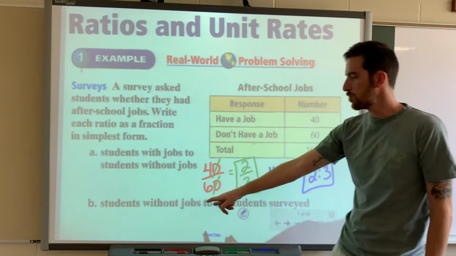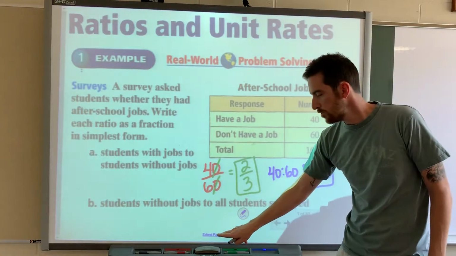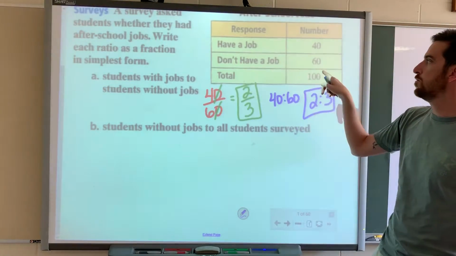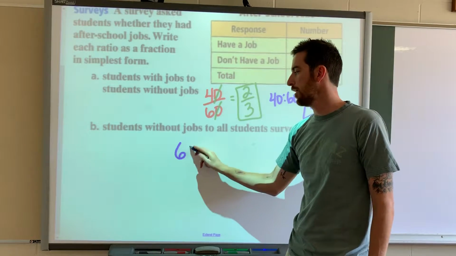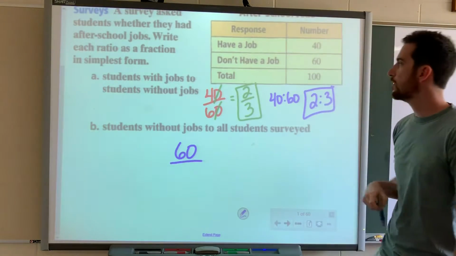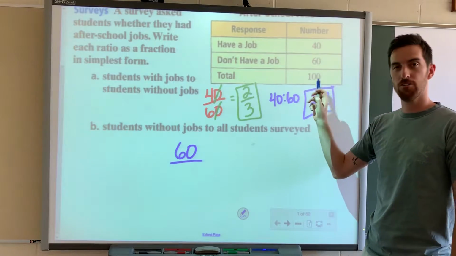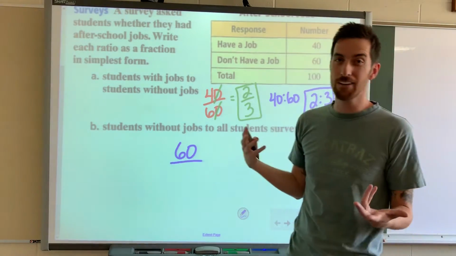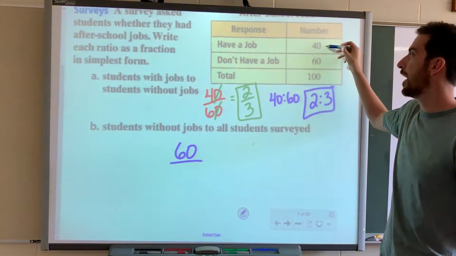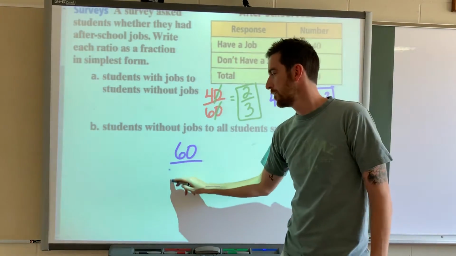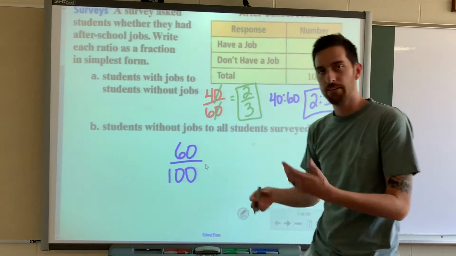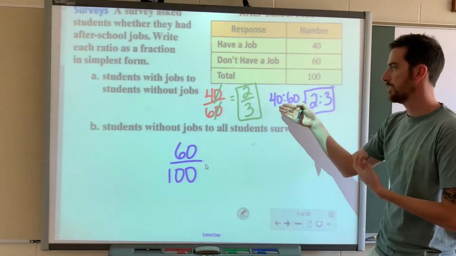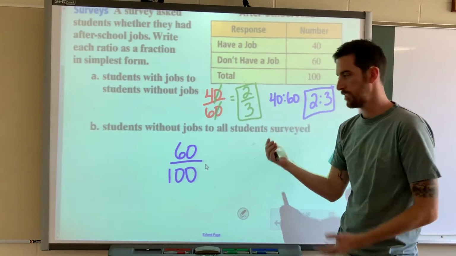So how about students without jobs to all students surveyed? So let's see, who does not have a job? 60 people do not have a job. To all the students surveyed, it says there were 100 students altogether. Even if it didn't tell us that, we could figure that out by just adding 40 plus 60. So it'd be 60 over 100, which again, remember, can be written as 60 colon 100, 60 to 100.